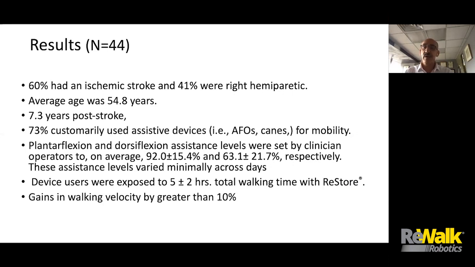73% of them customarily use assistive devices for walking in the community, and the system was set to provide plantar flexion and dorsiflexion assistance, and what you can see here is 92% of assistance for plantar flexion, 63% for dorsiflexion. And we try not to change these variables during the training session. Patients were exposed to about 5 hours plus or minus 2 of total walking time with ReStore, and they had gains in their walking velocity that were greater than 10%.